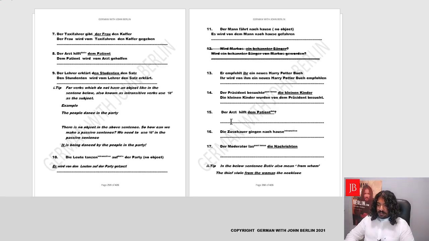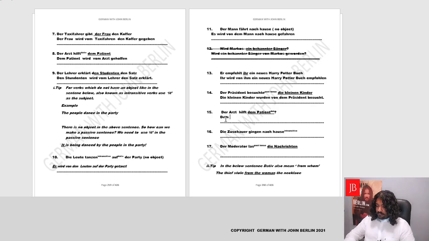Der Arzt hilft dem Patient. So again, dem Patient is your basic object, direct, indirect object. It doesn't really matter. What we'll do is we'll begin first of all with the dative, Bleibdative approach. This is dem Patient. So we'll keep it dem Patient. Yes, the doctor gives help to the patient. To the patient, help is being given by the doctor.